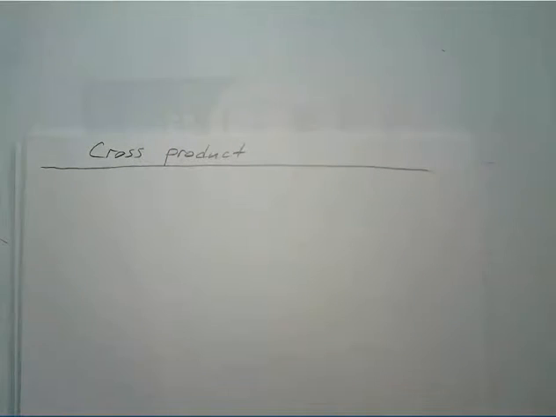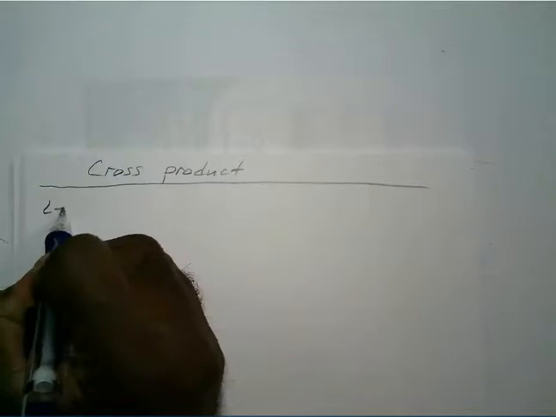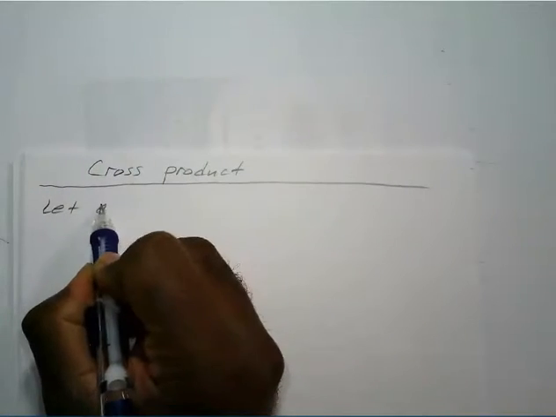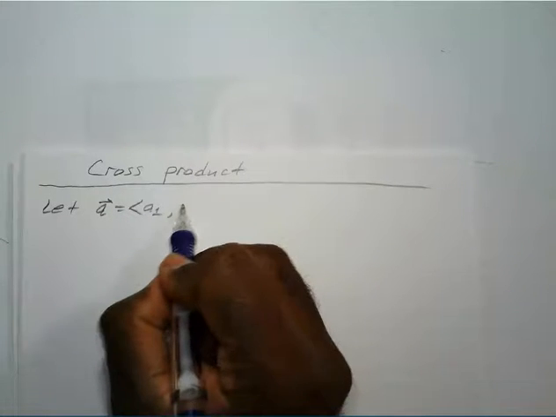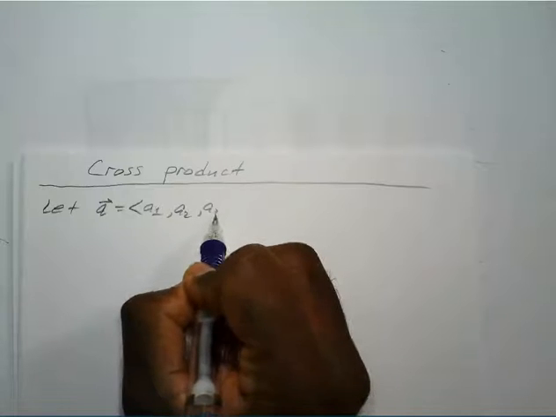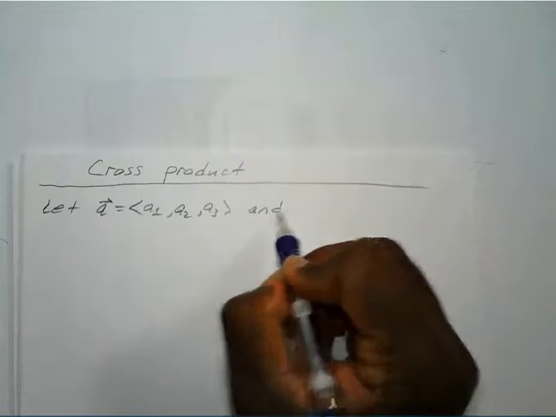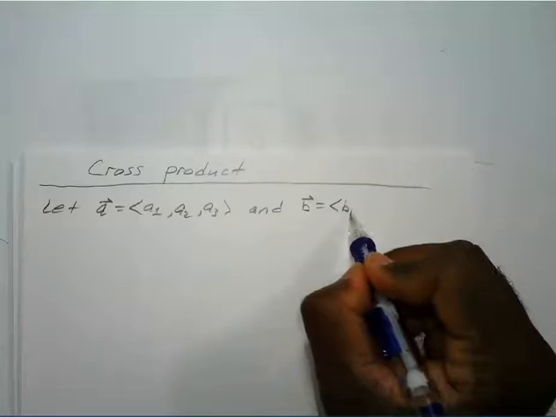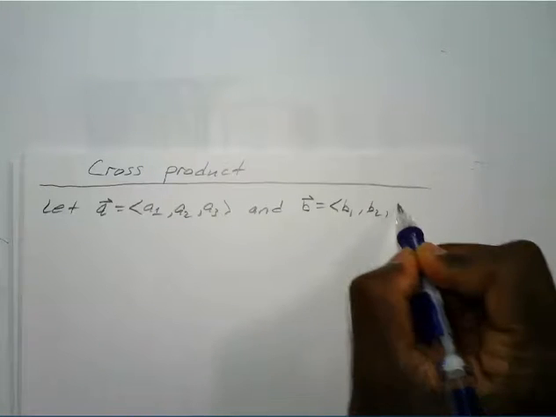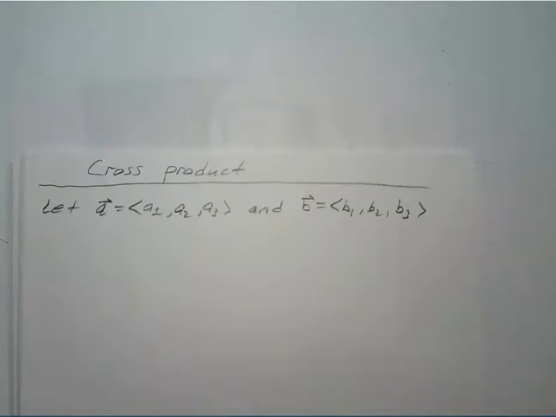Hello everyone. In this video we will be covering the cross product of two vectors. To start off, let a vector equal three components, a1, a2, a3, and b vector equal the three components b1, b2, and b3.